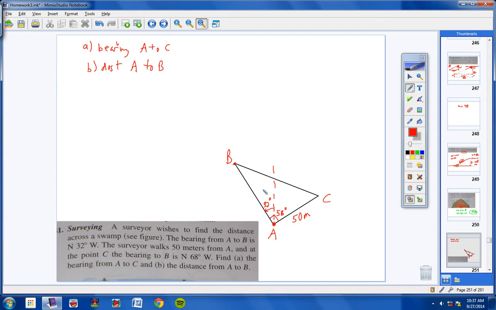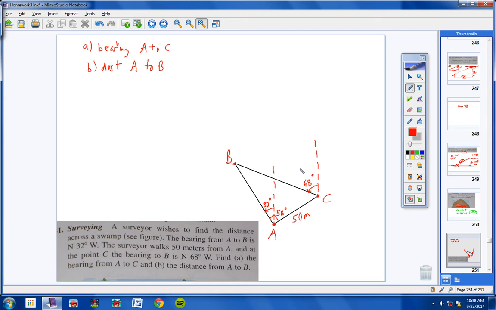Now, they also tell us the bearing from C to B, so your C, the bearing from C to B is north 68 west. So I'm going to go ahead and put a point here, and I'm going to go north from the point. So from the point I went north and I rotate 68 degrees, right here, west. All right, there we go.